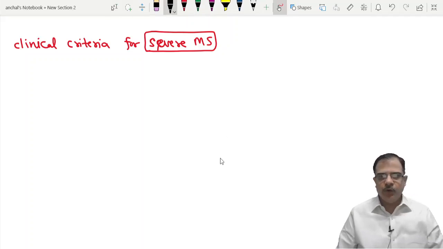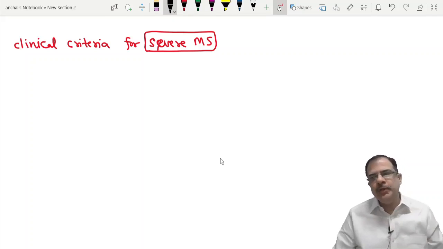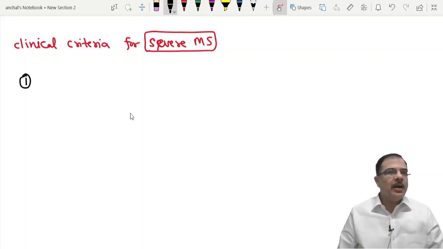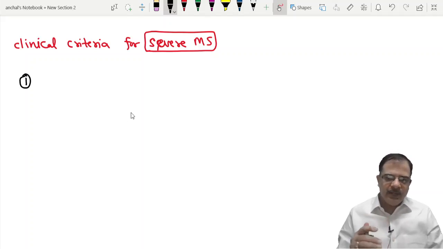Clinical criteria for the severity of the MS: there are two criteria and they are related to each other. To understand these criteria, you have to understand this basic, that is the opening snap. You should know the fundamental of the opening snap. What is the fundamental of the opening snap?